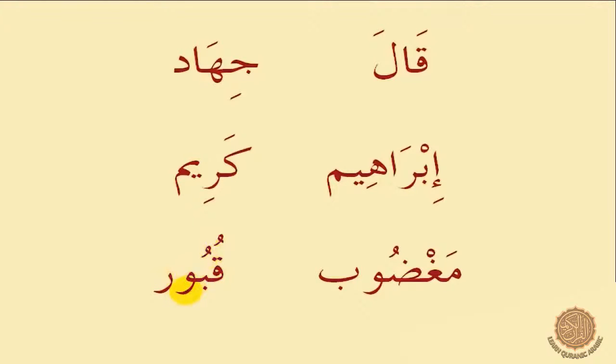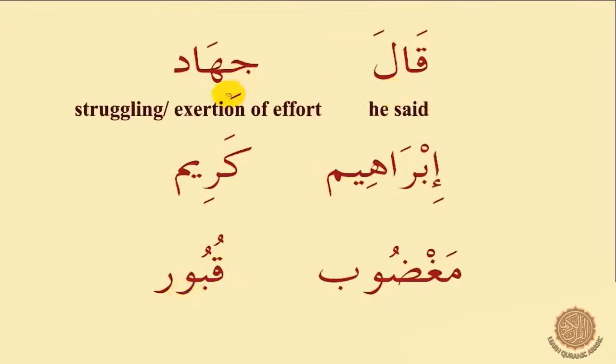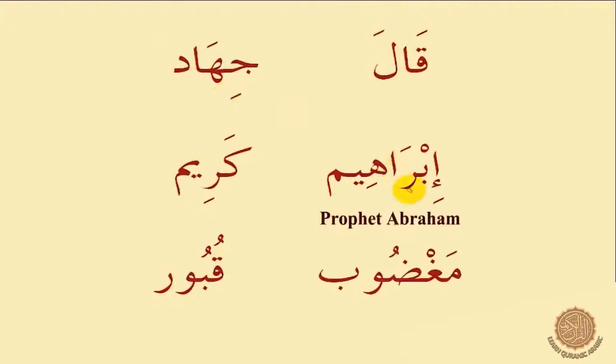Now there is another mad, which is when two hamzas come together. But I actually thought that it would be more appropriate to mention that when we get to the introduction to Arabic grammar. Now, just finally, I want to translate these words. So we have qala means he said. Jihad denotes the action of struggling and exerting effort. Ibrahim is the Arabic name for Prophet Abraham, peace be upon him. And as we said, Kareem means one who's generous.